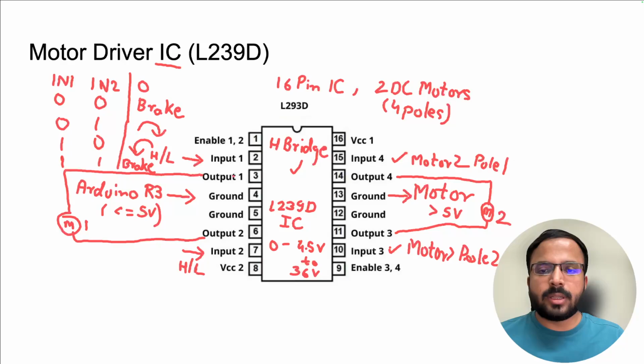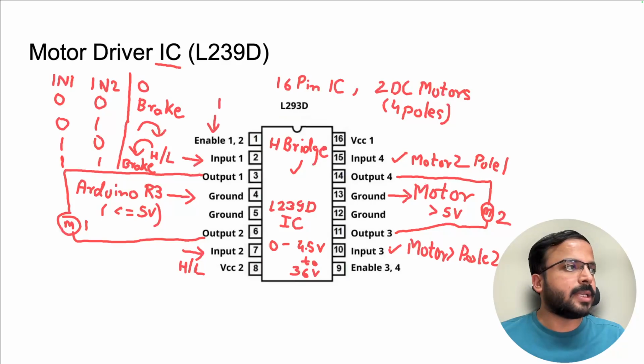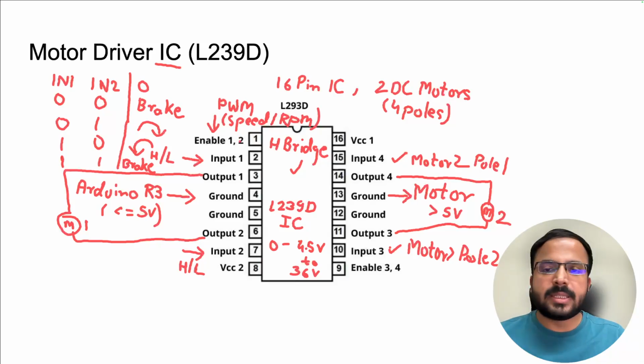So the L293D IC is controlling the direction of the motors, and it can also control the speed. If you provide a PWM signal from your Arduino to this pin, it can control your speed, or what is called RPM, rotations per minute. We'll see this later. But this is the main use of this motor driver IC.